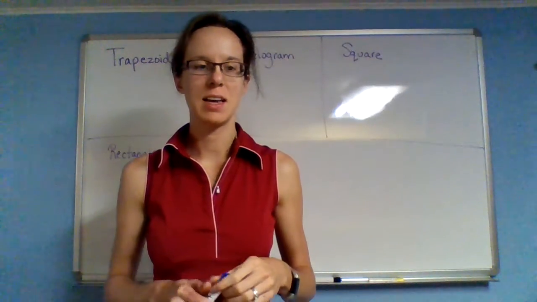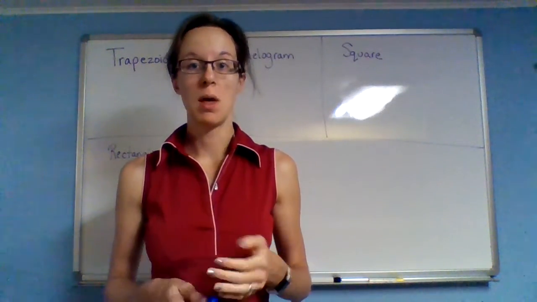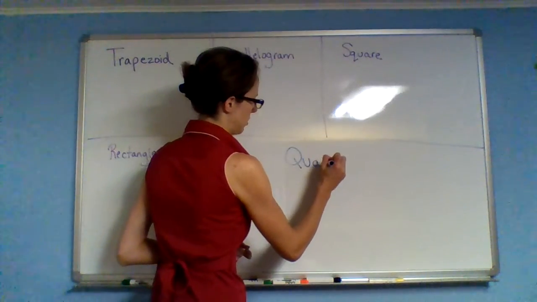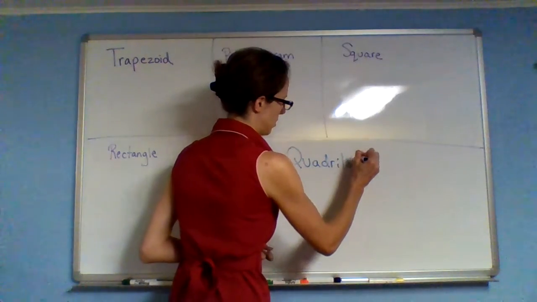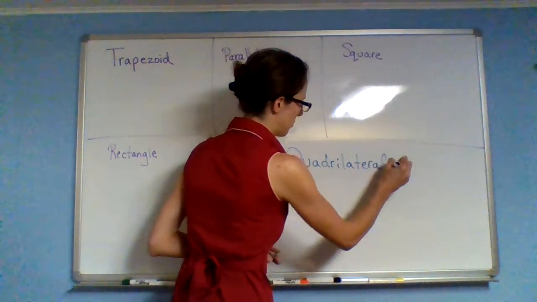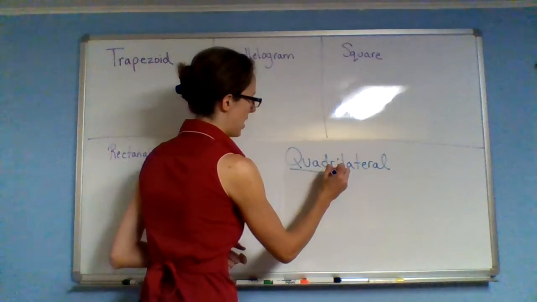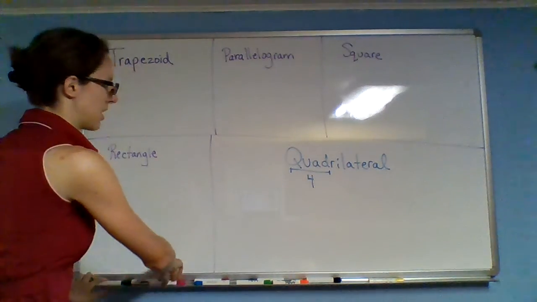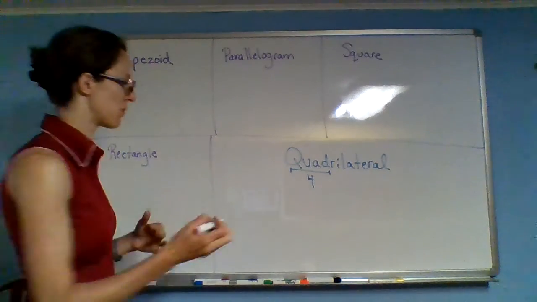Today we are talking about quadrilaterals. So the big term quadrilateral has the word quad in it, and quad means four. So the big term quadrilateral just means any shape with four sides.